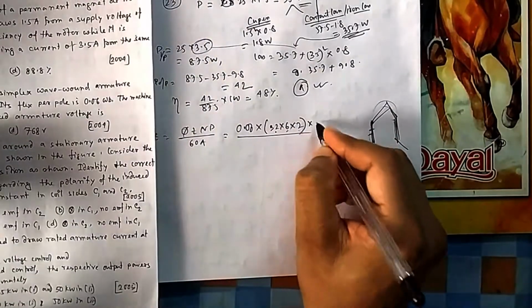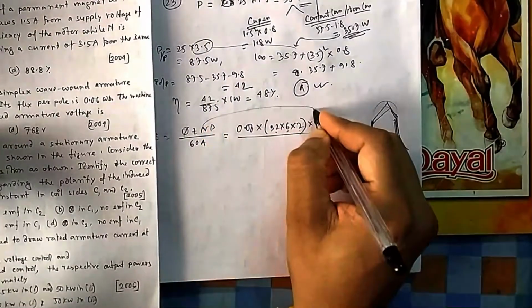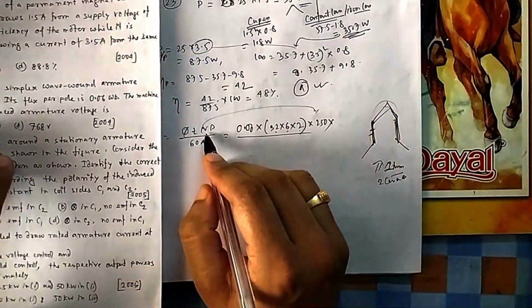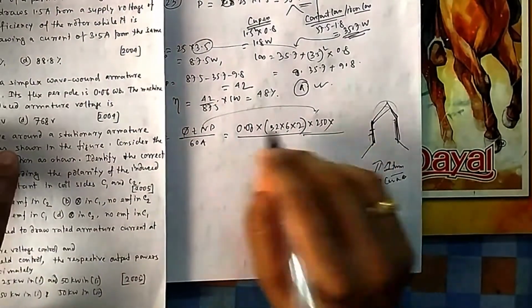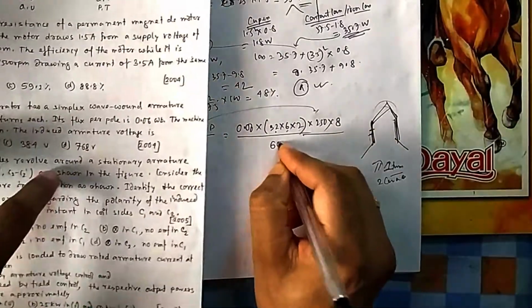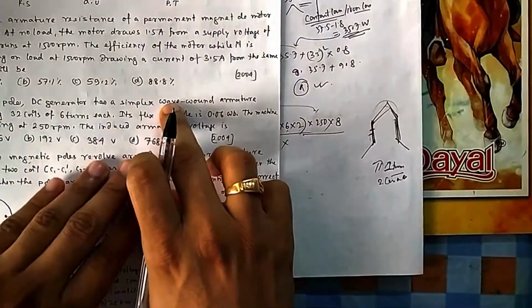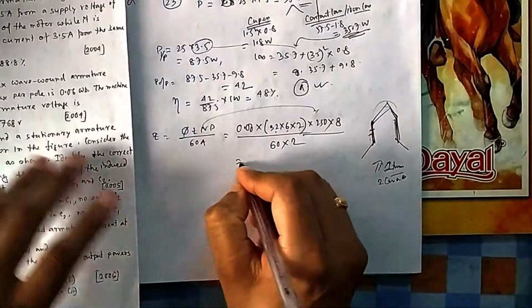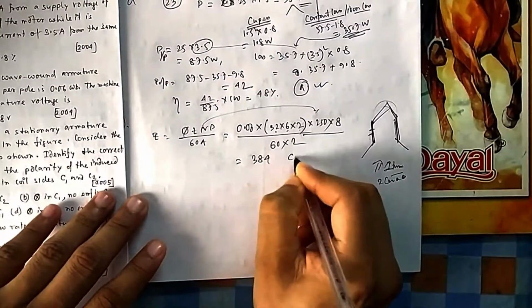Phi Z, then N is 250 in RPM. Obviously N should always be in RPM. You have to be careful, they may change it to RPS also. You have to then convert it into RPM. P is 8 pole, 60. A is your winding. What type of winding? Wave. Wave means 2. So if you do this one, it is 384, that is your option C.